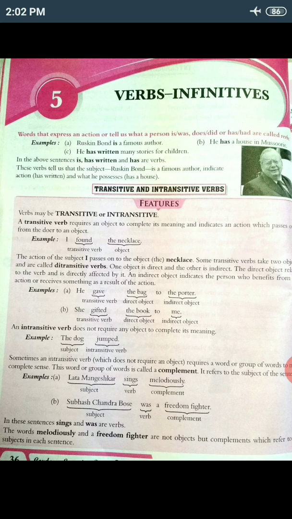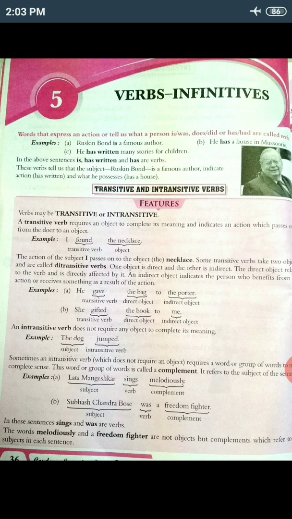Now, the meaning of complement is that you are complimenting some goodness of something. For example, the sentence that is given in your book is Lata Mangeshkar sings. Though the sentence in itself is complete, Lata Mangeshkar is the subject, sings is the verb. But if we read the complete sentence, that is Lata Mangeshkar sings melodiously. Now here the word melodiously is the complement. That is, it is complimenting the subject. Lata Mangeshkar sings. How? You can always ask the question how, or how was that person or something. Okay, so Lata Mangeshkar sings melodiously. So here it is called a complement.